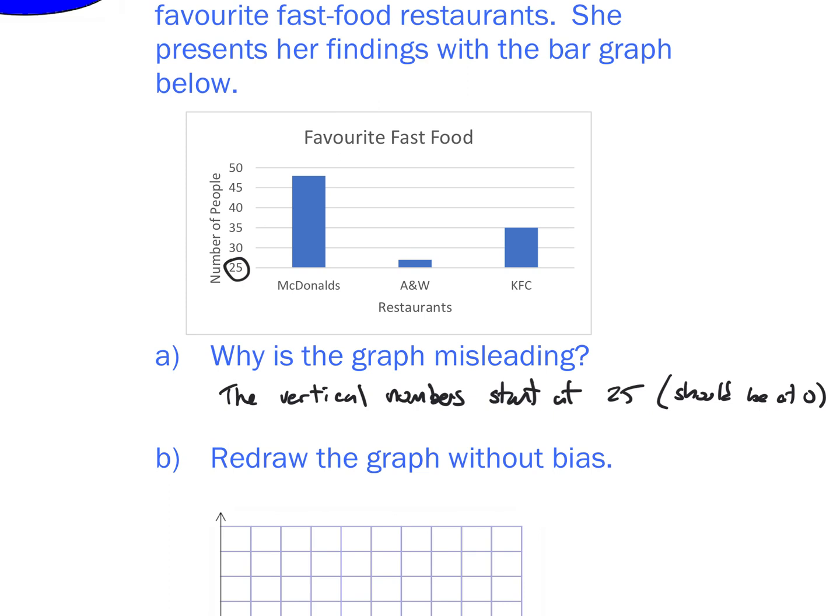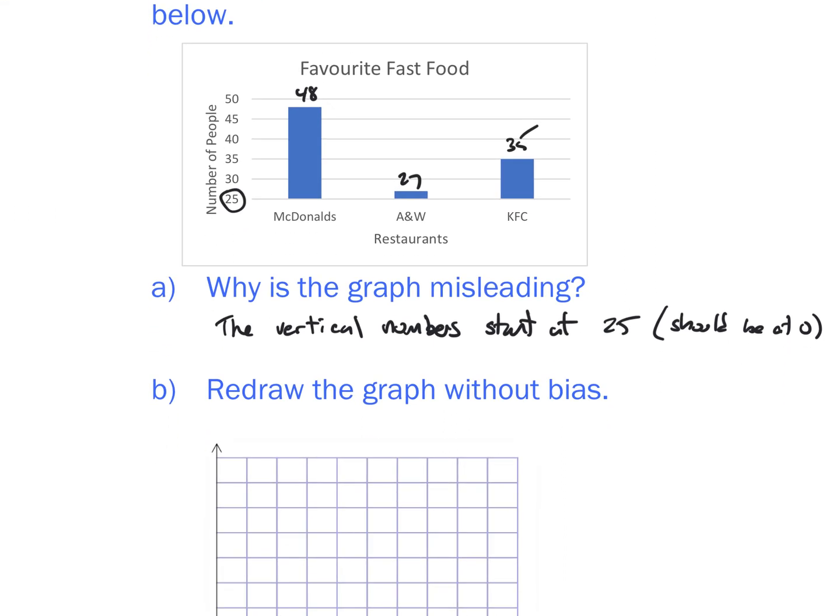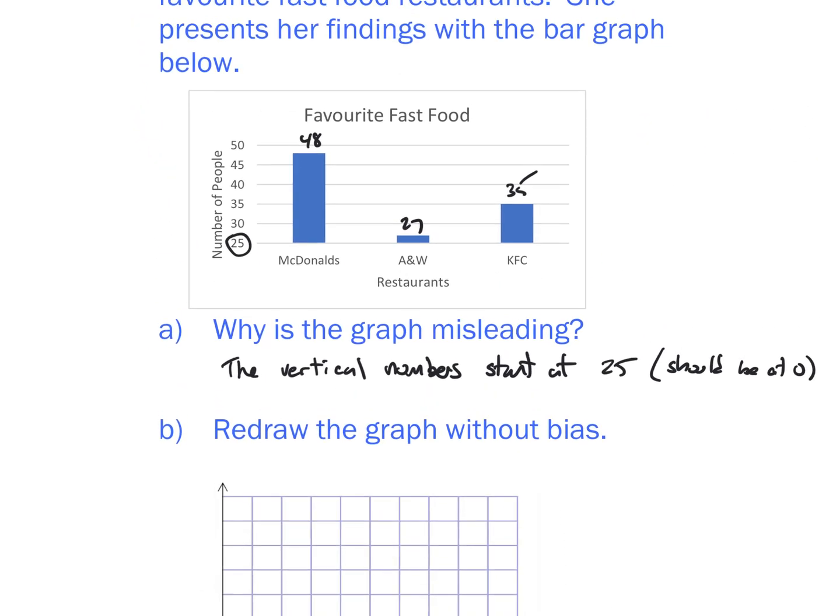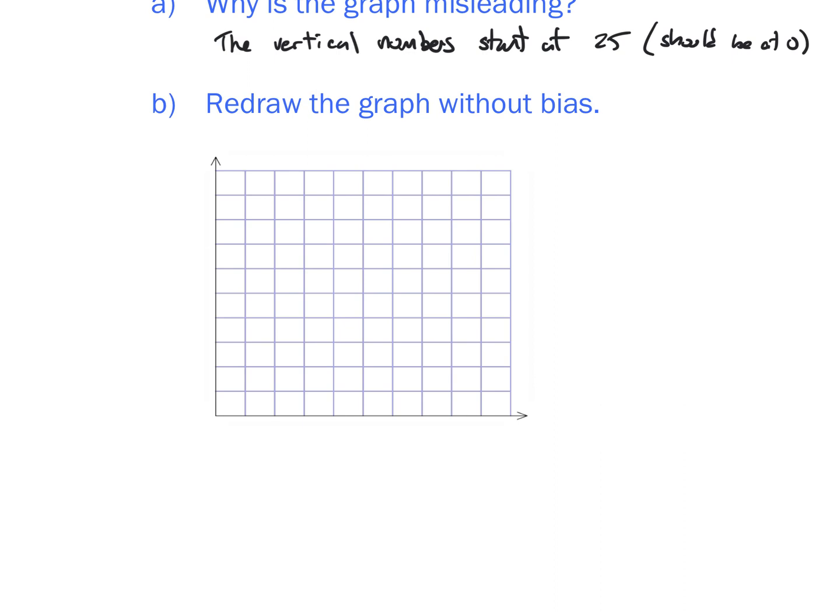So let's go ahead and redraw the graph without bias. So we could say that McDonald's looks like it's, I don't know, let's say 48. A&W looks like it's maybe 27. And KFC looks like it's 35. So let's go ahead and put those numbers down here. If we're going up to 48, we have to go to 50. And there's 3, 4, 5, 6, 7, 8, 9, 10 grid squares, which means that we can go from 0 to 50. But if we have 10 grid squares and we have to go up to 50, that means that every grid square has to be 5. So every 2 grid squares is 10, 20, 30, 40.